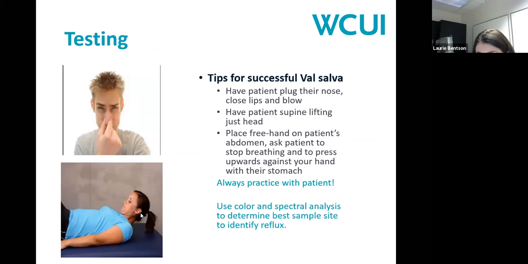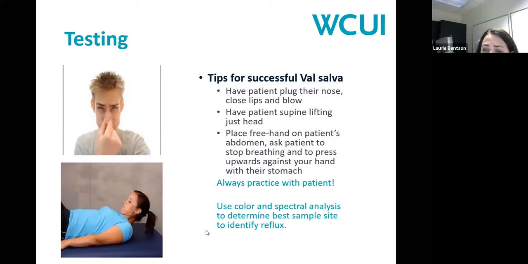So color is, again, a great tool to map out our anatomy, but it also helps to localize areas of disease. For patients that have a hard time following the breathing instructions, we can have them plug their nose, close their lips and blow. That will increase the venous intraluminal pressure. We can also have the patient on the table lift their head, as she's doing there. That will also increase that pressure and hopefully stress the valves enough to stop the blood flow so that we can see if they are competent.